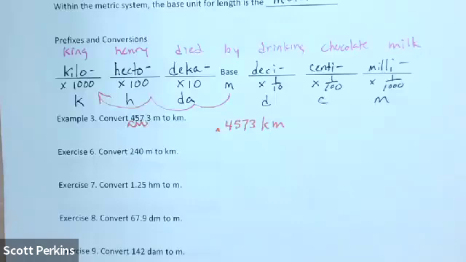So because the metric system is base 10 and our numbers are base 10, all you're doing is looking at which way you're going on the prefixes, and you move your decimal place the same direction and the same number of hops. And you're going to get a whole bunch of chances to practice this. If you can do that, then you know everything I need you to know basically about the metric system. So do the next one, exercise 6, convert 240 meters into kilometers.